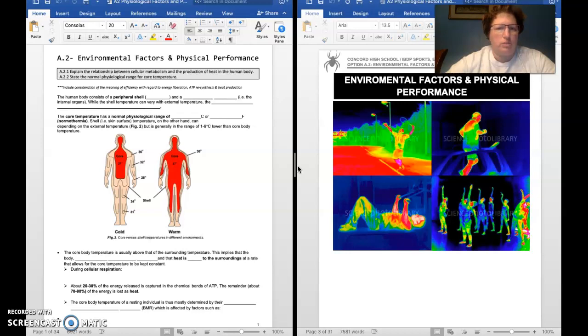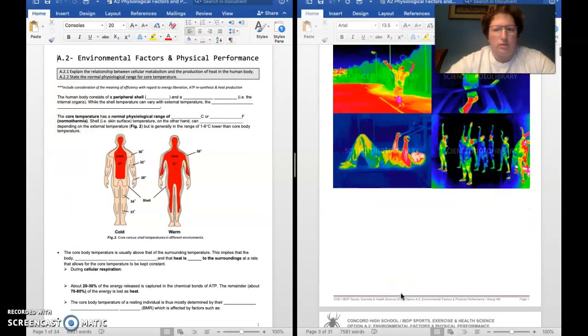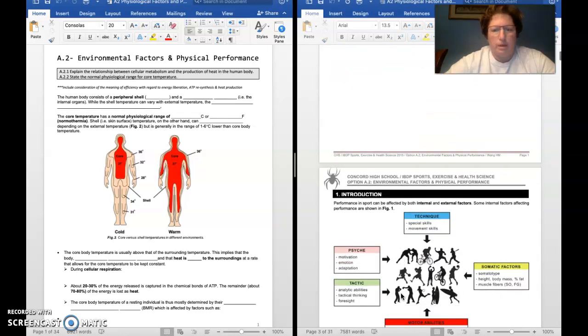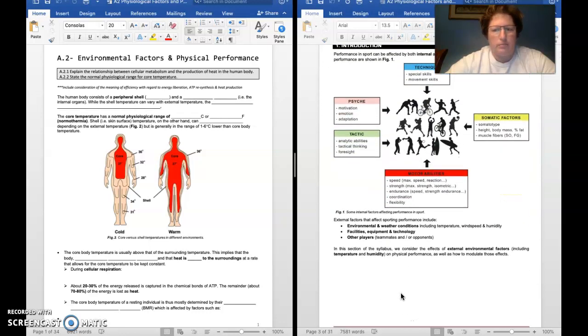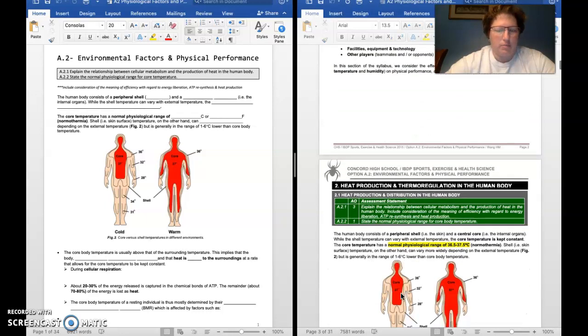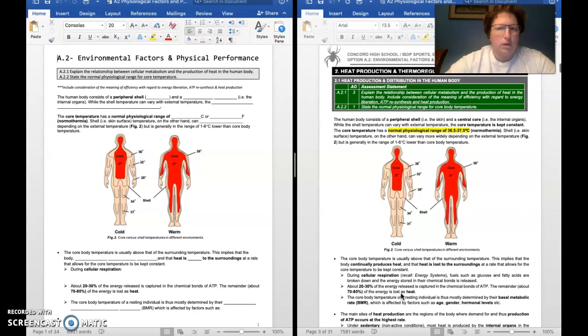One of them says student copy. The student copy here is on the left. As you can see, there are blanks. That is what you will fill in. The right side over here is the teacher copy. It is very in-depth, and I'm not actually going to read through everything. I'm going to highlight stuff for you.